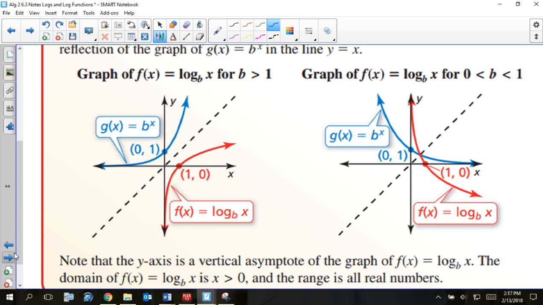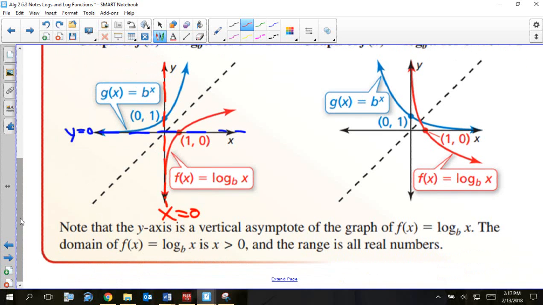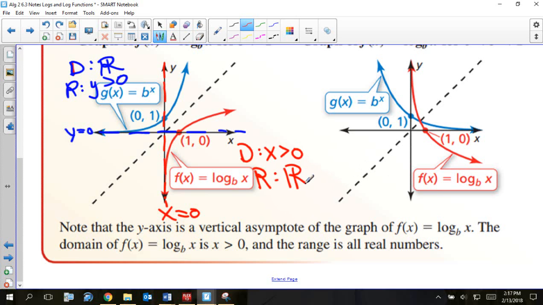The asymptote, which they did not graph, but I'm going to graph right now, the blue one is here at y equals 0. That's the asymptote. But for the red one, the asymptote is here at x equals 0. So I switched my x and my y for the asymptotes also. The domain used to be, for the blue one, all real numbers, and the range was y is greater than 0. Now when we switch everything, the domain is x is greater than 0, and the range is all real numbers. See how we switch those too?